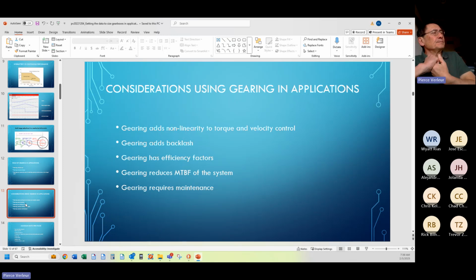Now, considerations using gearing in applications. A lot of these don't matter. We really want to talk about some of them when we're doing precision motion, especially the first one.